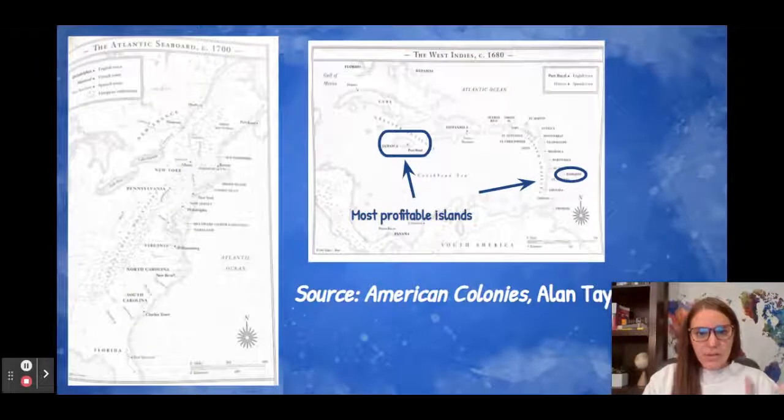So here are a couple maps for you so that you can see the region that we're talking about here. So you've got the Atlantic seaboard and the 13 colonies. And additionally, here you have the West Indies. Now, not all of these islands were controlled by the British. Some were controlled by the Spanish, for example, Cuba. But Jamaica and Barbados make up the most profitable islands here.